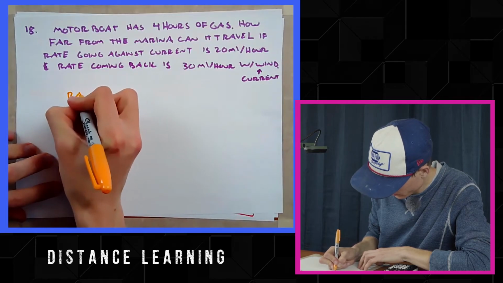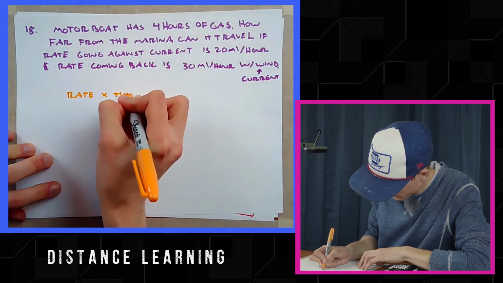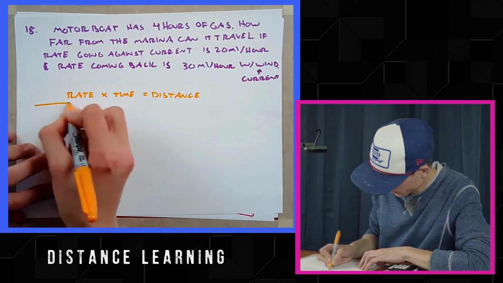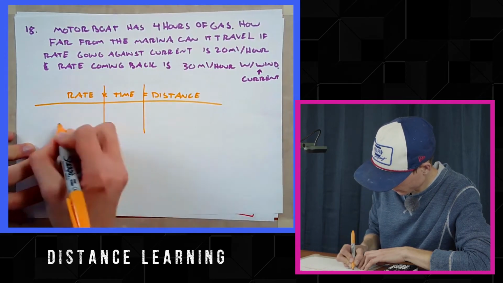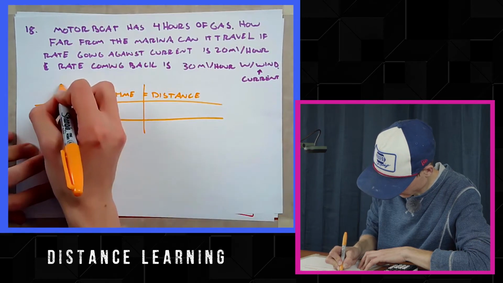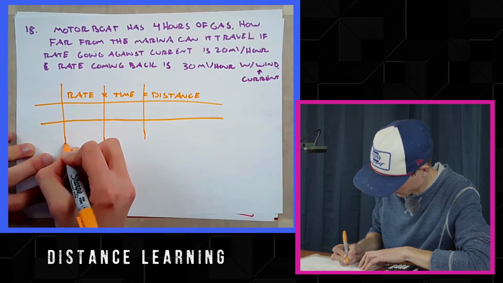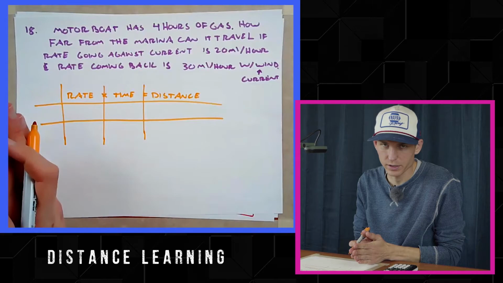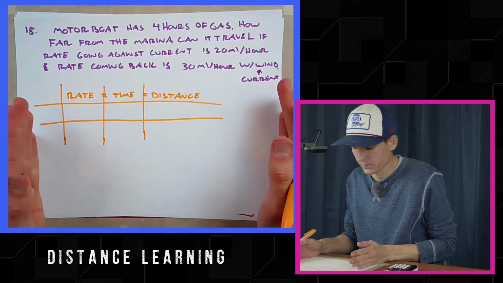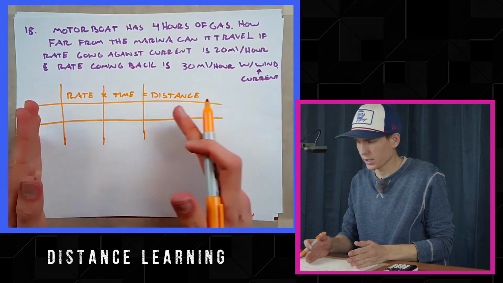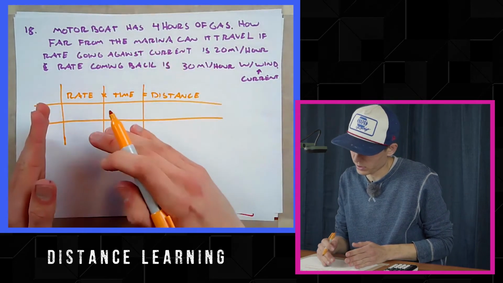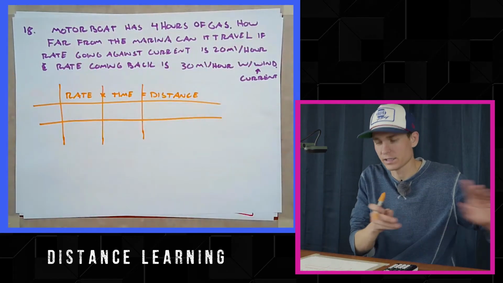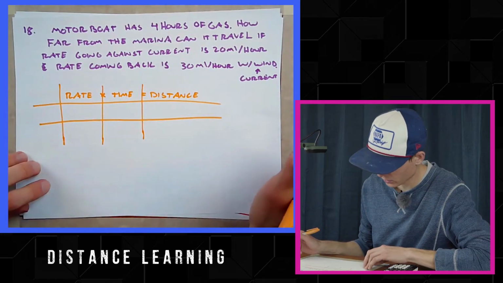Rate times time equals distance. So basically you have a boat from the starting point in the docks in the marina. It leaves, it's going against the current, so it's going slower, and it's like, I gotta get back because I only have 4 hours of gas. I'm trying to go back, but I'm able to go a little bit faster on my way back because the current is with me, so it's helping me go faster. How far can I go?